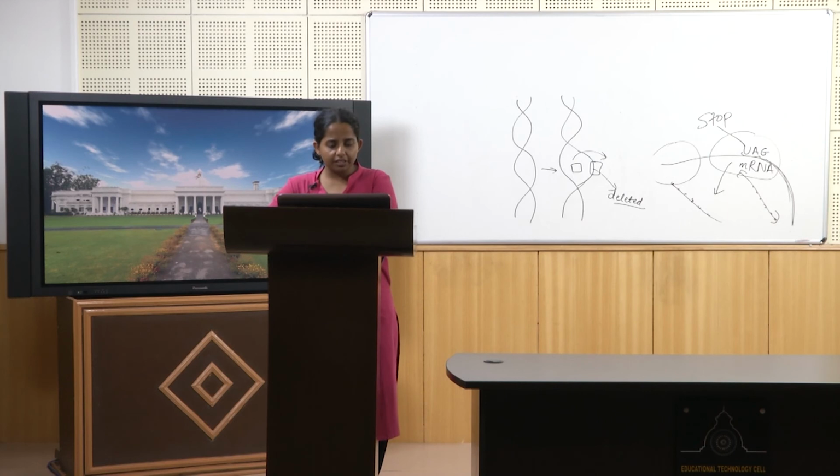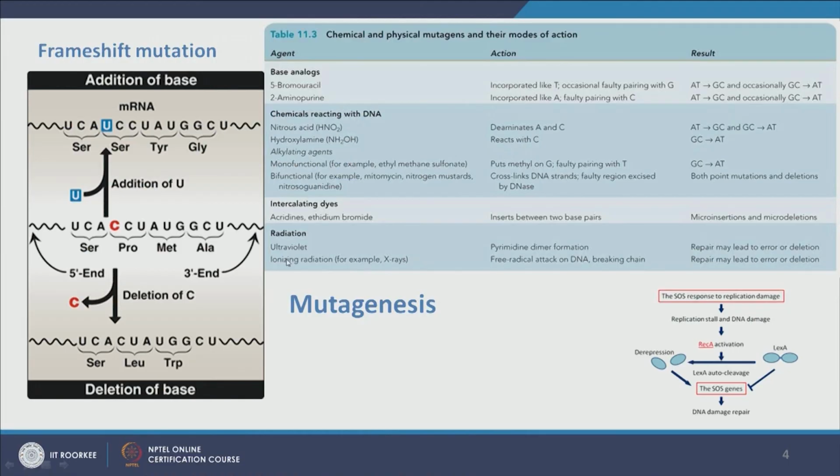Then we have ionizing radiation. Ultraviolet is non-ionizing radiation. Ionizing radiation makes free radicals because they ionize, which attack DNA, break the chain, and destroy the structure. Now the cell is not defenseless when it interacts with these mutagens.